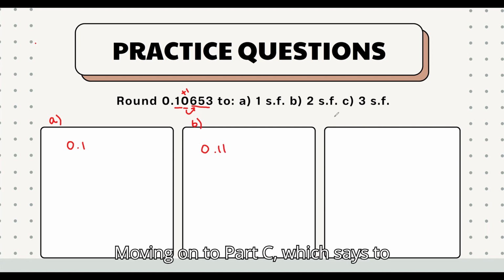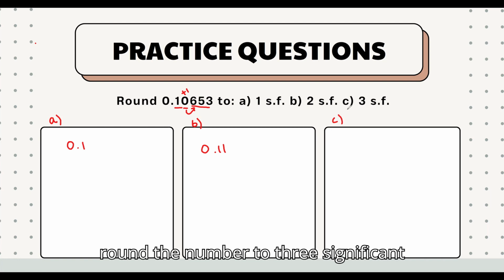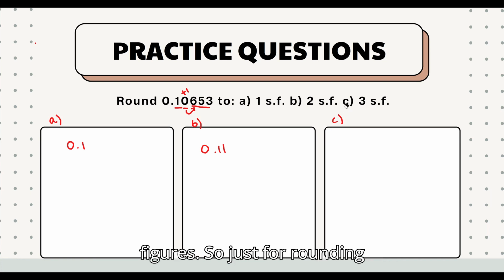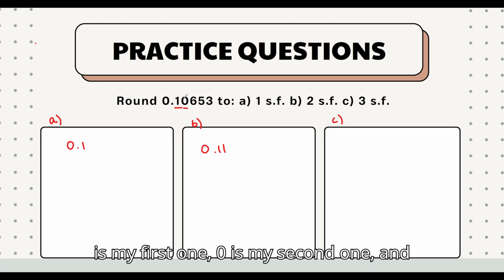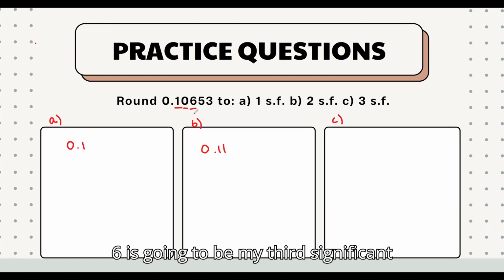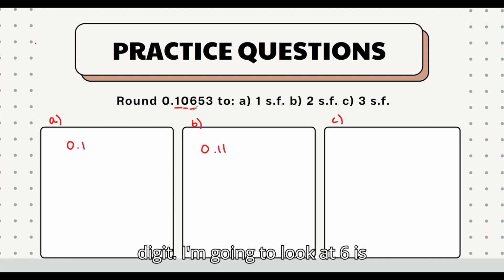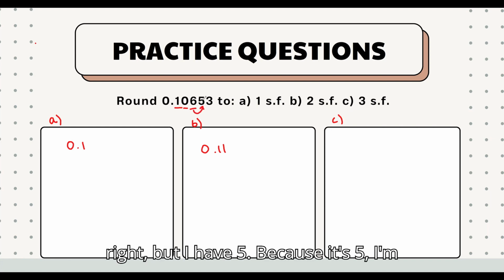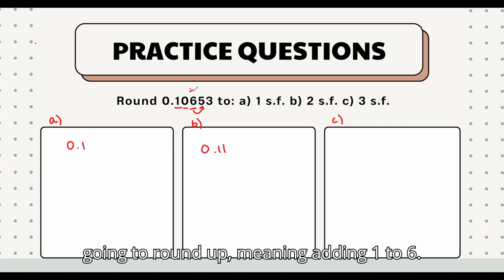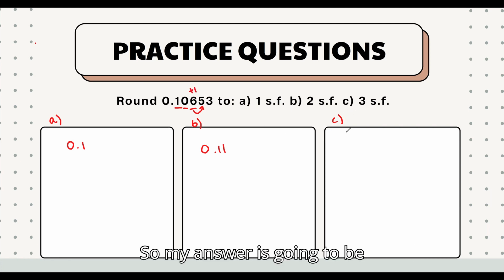Moving on to part C, which says to round the number to 3 significant figures. For rounding to 3 significant figures, I have to find 3 significant digits. 1 is my first one, 0 is my second one, and 6 is going to be my third significant digit. I'm going to look at 6's right, where I have 5. Because it's 5, I'm going to round up, meaning adding 1 to 6. So my answer is going to be 0.107.